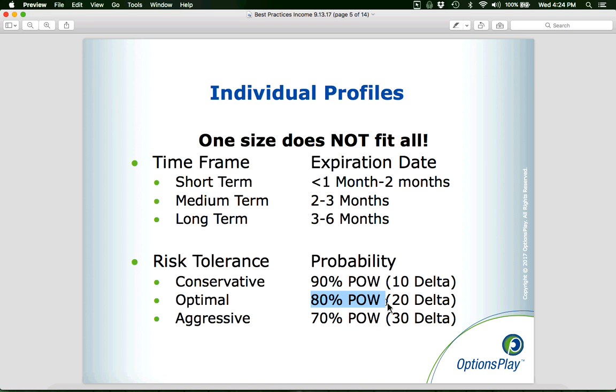Where do you think you fall in terms of the time frame? For me, I'm on the shorter end of the spectrum. And for risk tolerance, I'm on the optimal track. So I have short-term optimal settings for me on Options Play. And that's what we're going to show you once we bring up Options Play, how you can use these settings to help you quickly identify the covered call opportunity that best suits you.